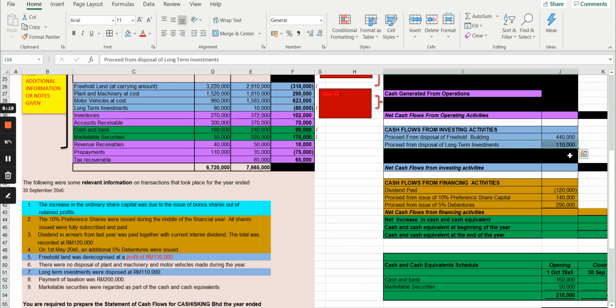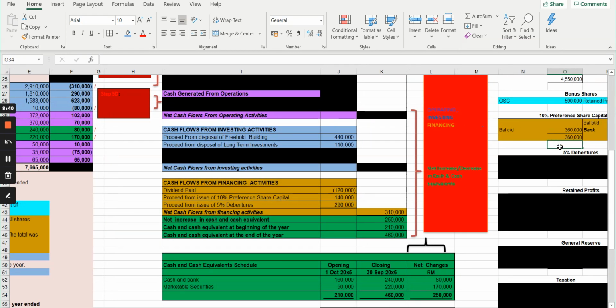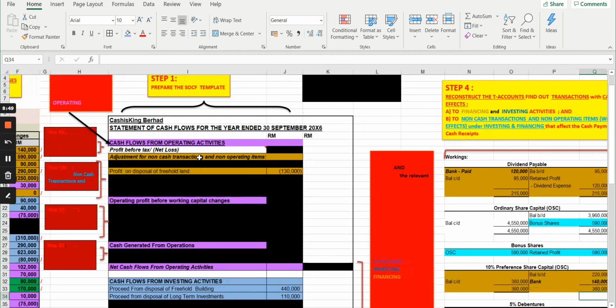So therefore you can straight away take the figure and include it here. Proceeds from long-term investment. It means that you debit your bank account, you credit your long-term investment. And because you debit your bank, that is an inflow, right? You can do that. But you need to also do another thing, which cannot simply be done by putting this here, because it might also relate to some profit or loss on the disposal. Because profit or loss is actually an item that you need to adjust here, as a non-cash transaction.